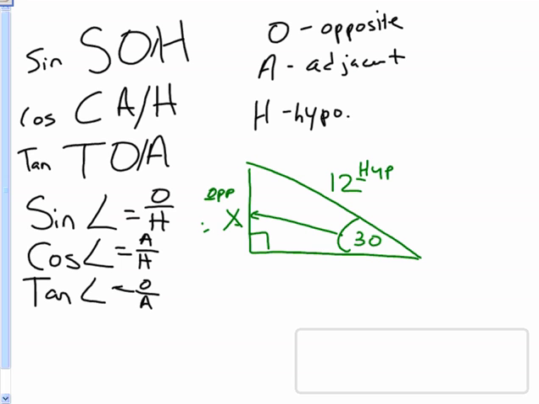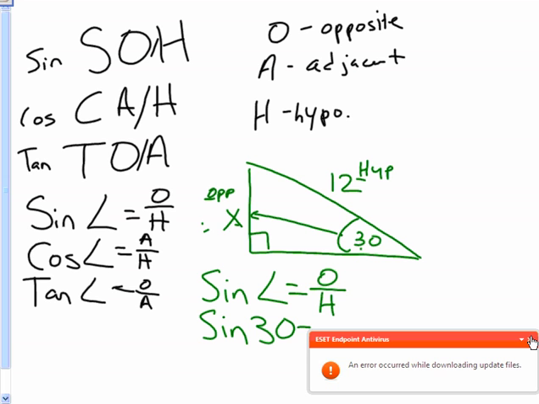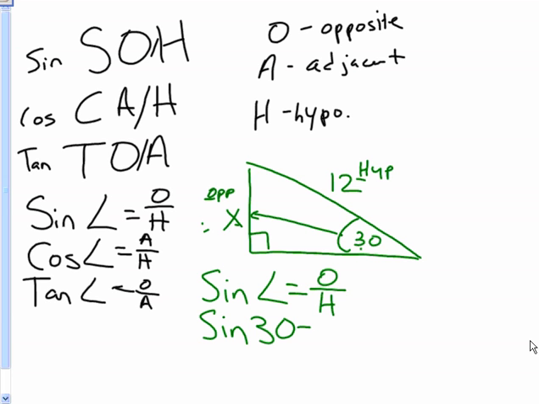Once I'm given O and H, I go to my Sohcahtoa. Which one deals with O and H? Sine. So I know that the sine of the angle is equal to the opposite divided by the hypotenuse. So the sine of what angle? What's my angle here? 30 degrees is equal to the opposite. What's the opposite? X divided by 12. Got it?